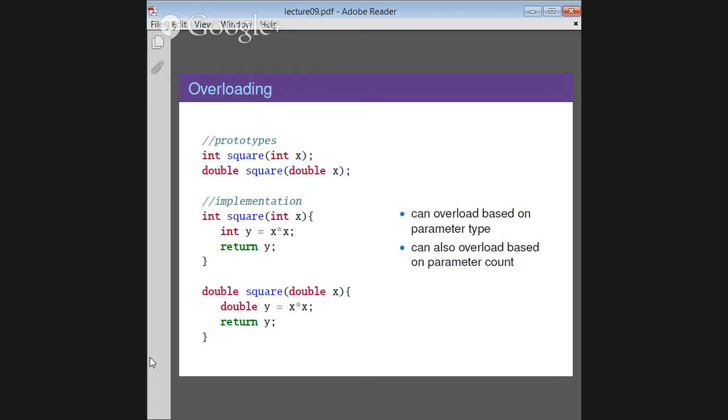This wasn't really a big deal with integers, but it's a huge deal with, say, our square function here, because if I try to pass a double into my int square, well, let's see what happens. I'll show you what happens. I'm going to write a new piece of code for this because it's cleaner.